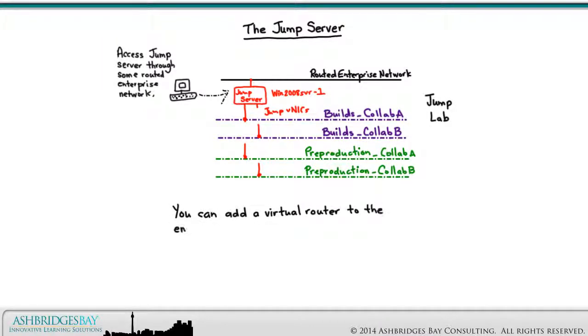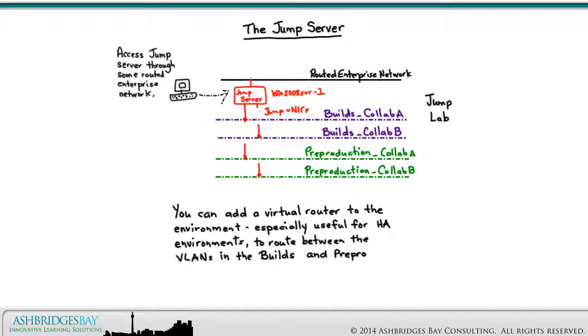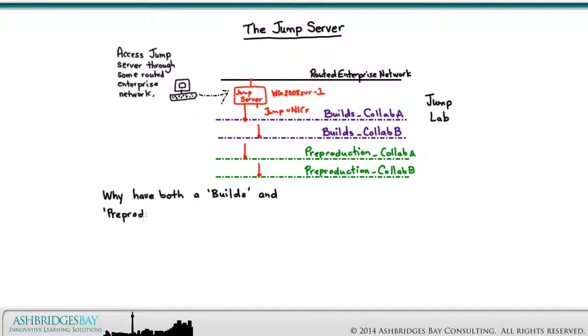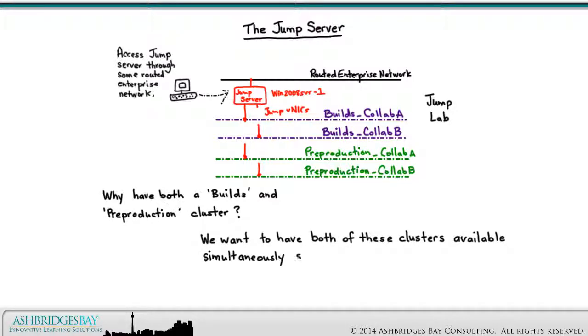You can add a virtual router to the environment, especially useful for HA environments to route between the VLANs in the builds and pre-production clusters. Why have both a builds and pre-production cluster? We want to have both of these clusters available simultaneously so we can compare and adjust as needed. This also allows us to work on these clusters in parallel.